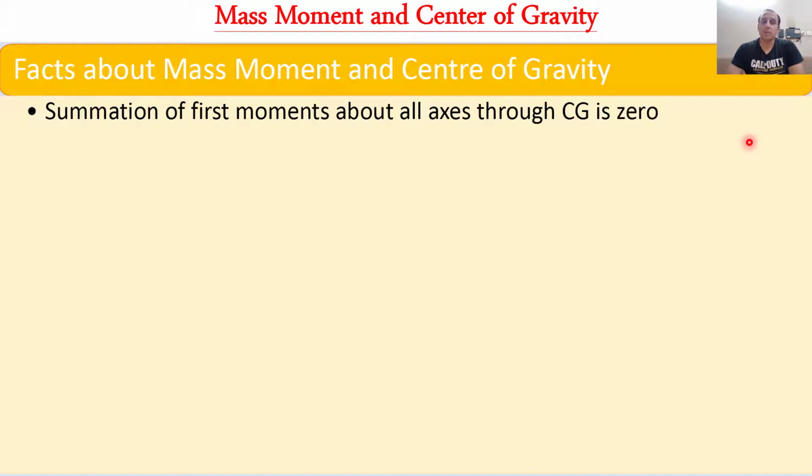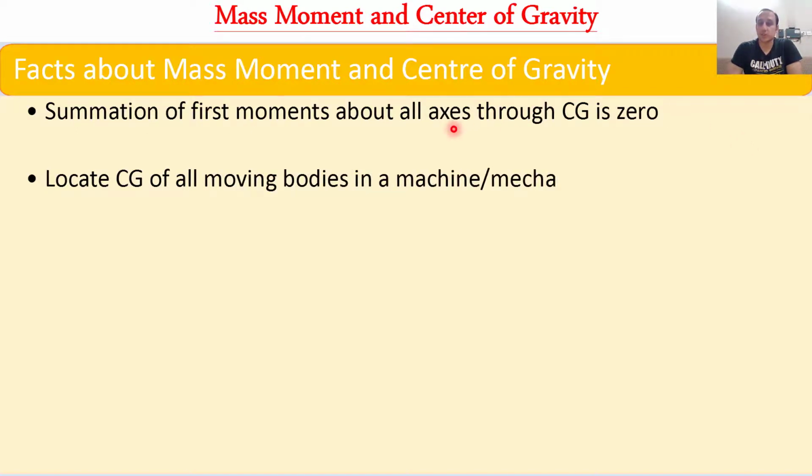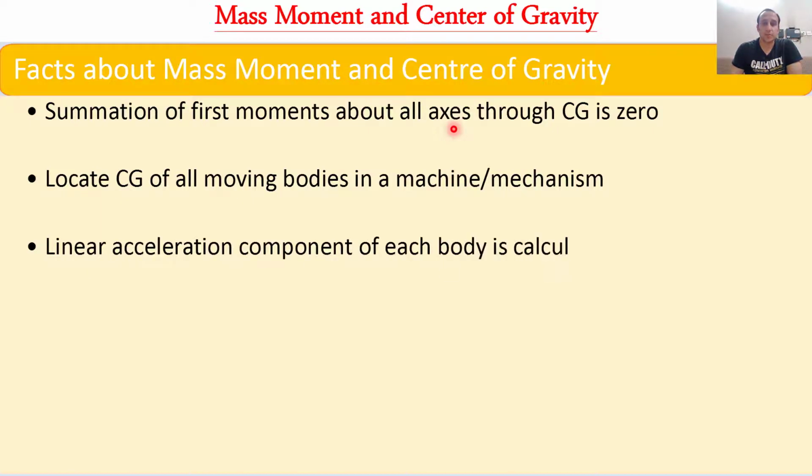If we add up all the mass moments which we are getting at different axes through CG, then it will be equal to zero. Summation of first moments about all axes through CG is zero. Locate CG of all moving parts in a machine or mechanism. Linear acceleration component of each body is calculated at CG.